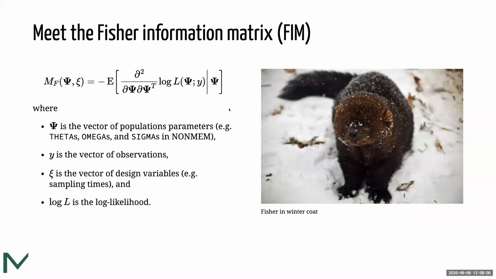This is the Fisher information matrix. This is a function of psi, our vector of population parameters, which are the thetas, omegas, and sigmas in your NONMEM model. And it's also a function of this vector xi, which is your vector of design variables. And that means anything that you can control in your study. So it could be PK sampling times, the number of subjects, the dose levels, covariates that represent your population, things like that.